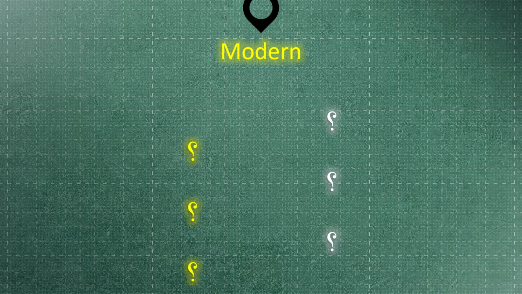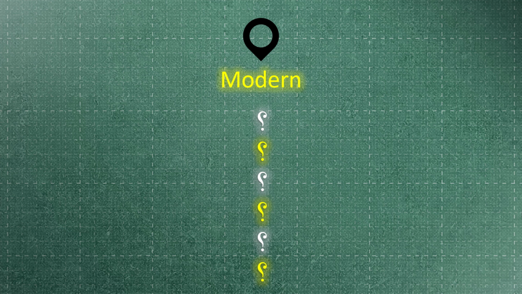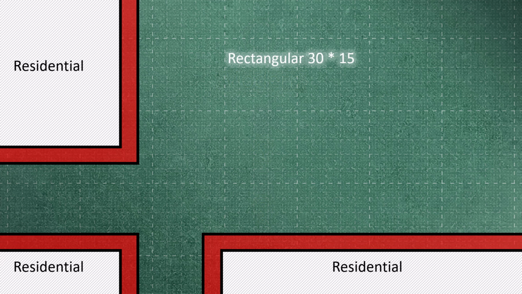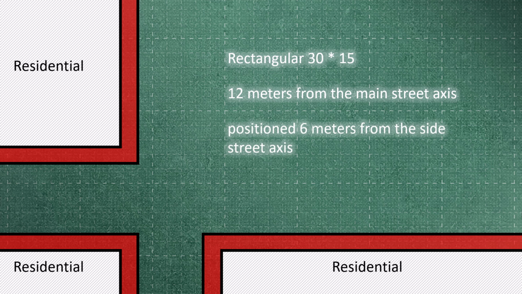Now, let's discuss the modern positioning method. For example, suppose we want to determine the area of our rectangular building, which measures 30 meters by 15 meters. In this scenario, the 30-meter side is situated 12 meters from the main street axis, while the 15-meter side is positioned 6 meters from the side street axis.